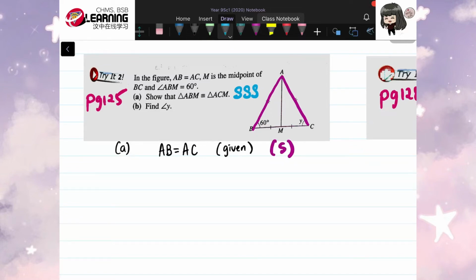The second side that they gave you is BM equals to MC, but don't forget your order is important. So BM is equals to CM. You cannot write BM equals to MC. BM equals to CM. The order here is important because they start off from B, from the angle here first. So you must start off from the C. This one is also given, and this is your next side.